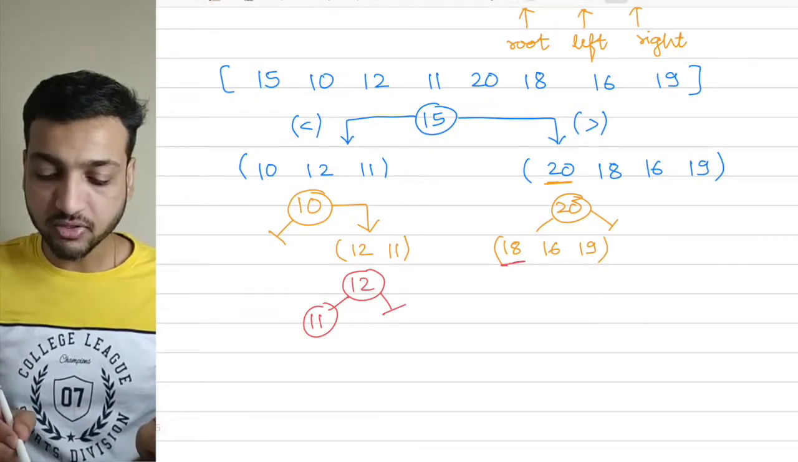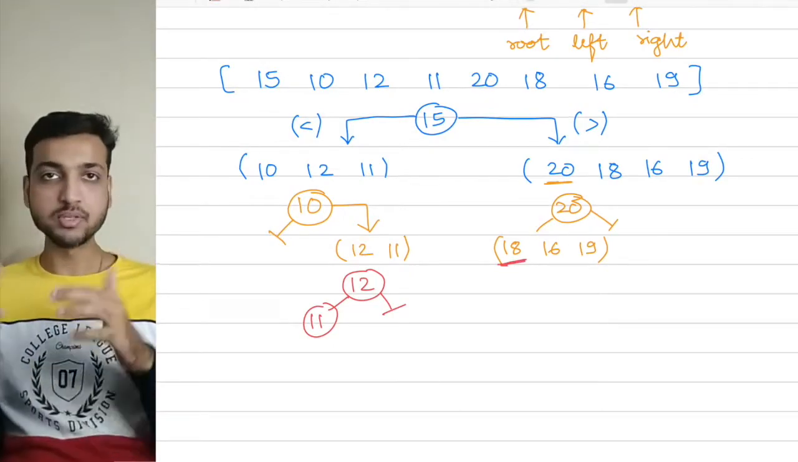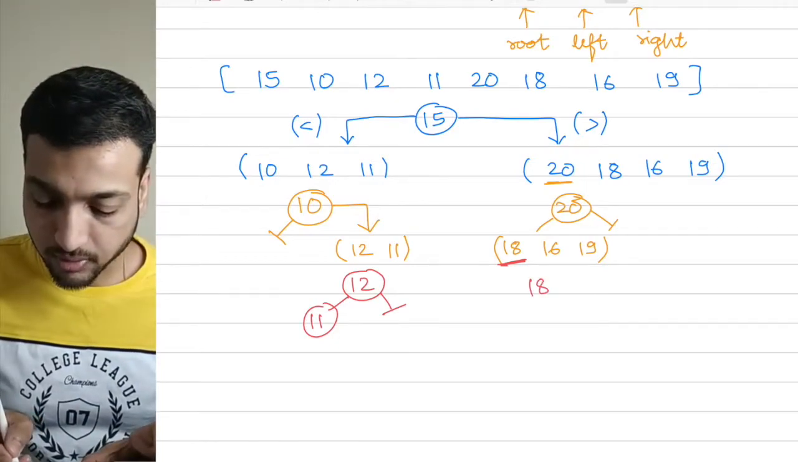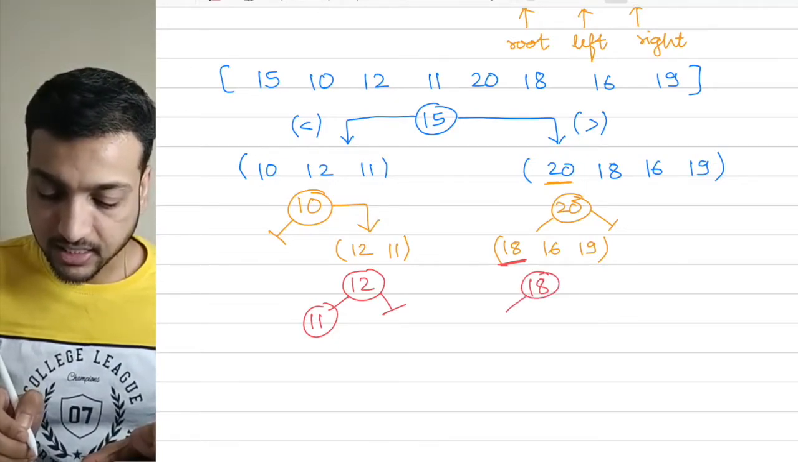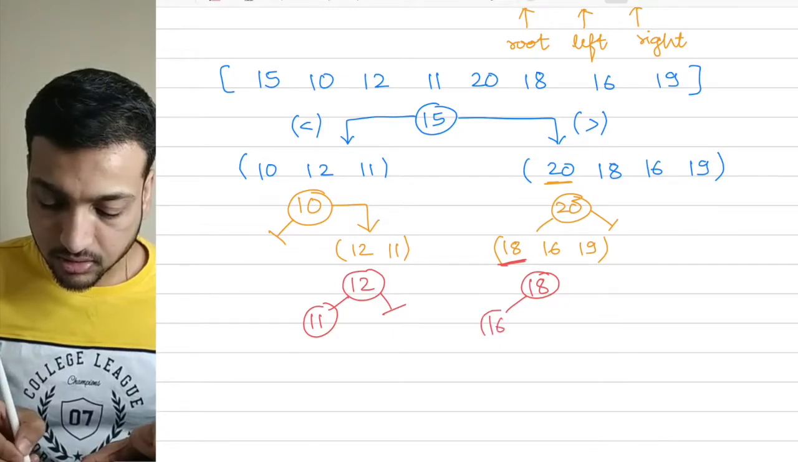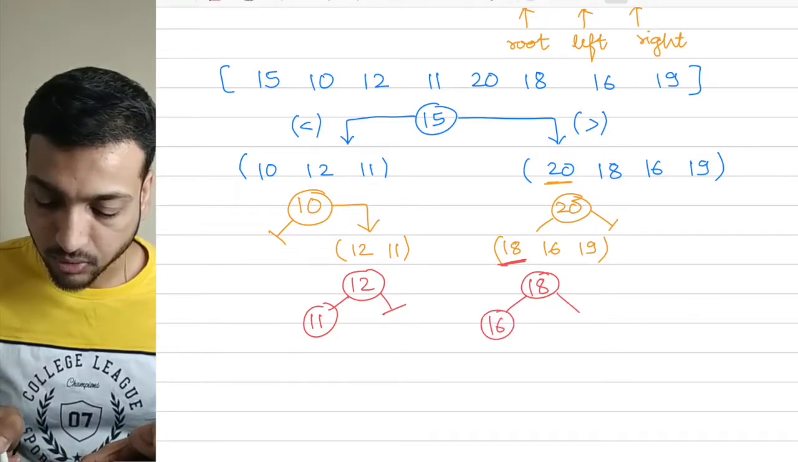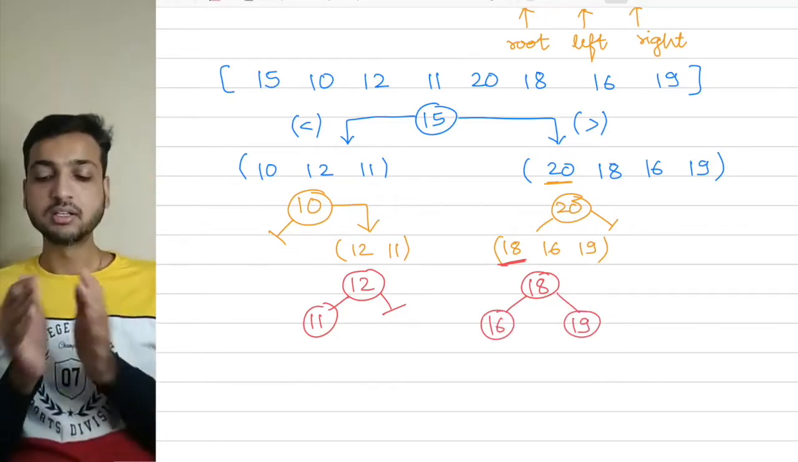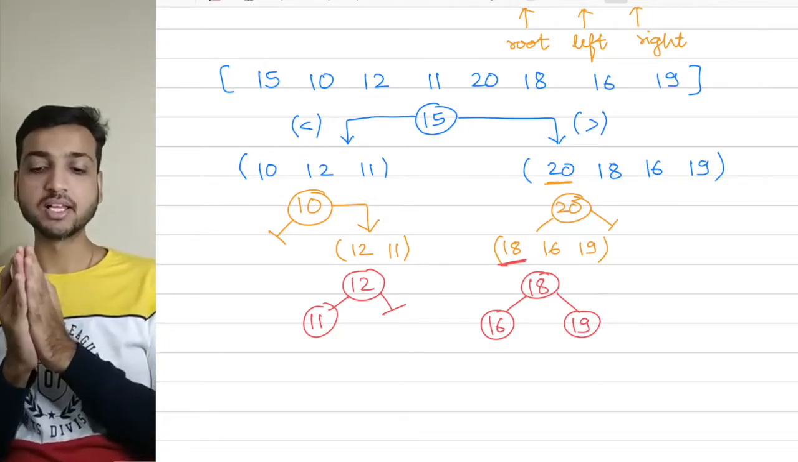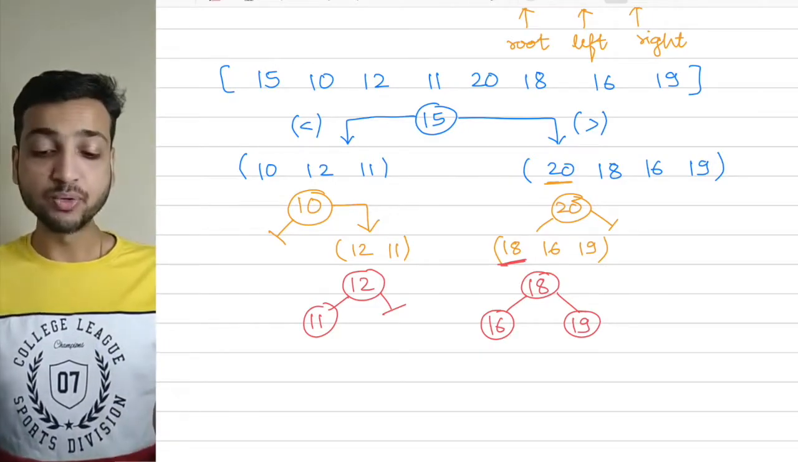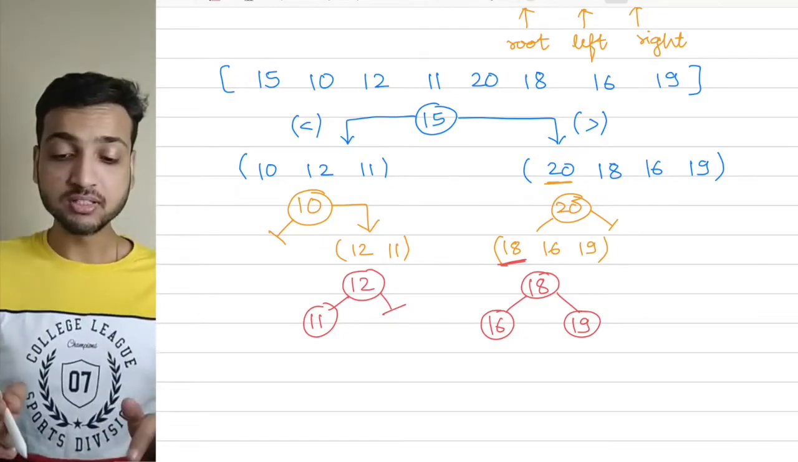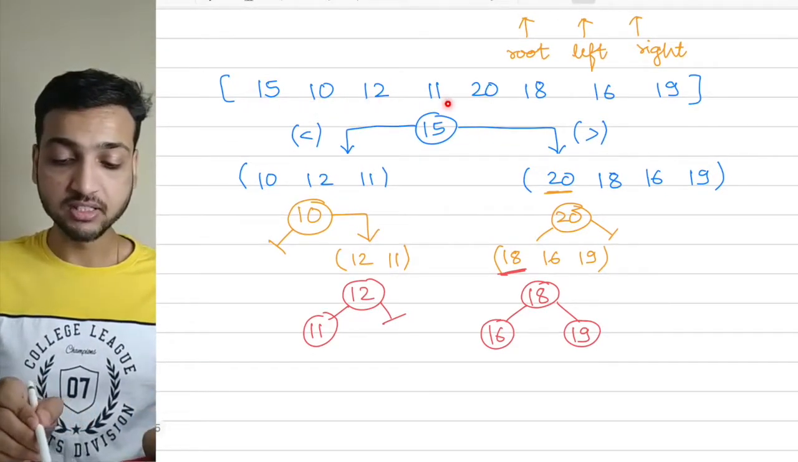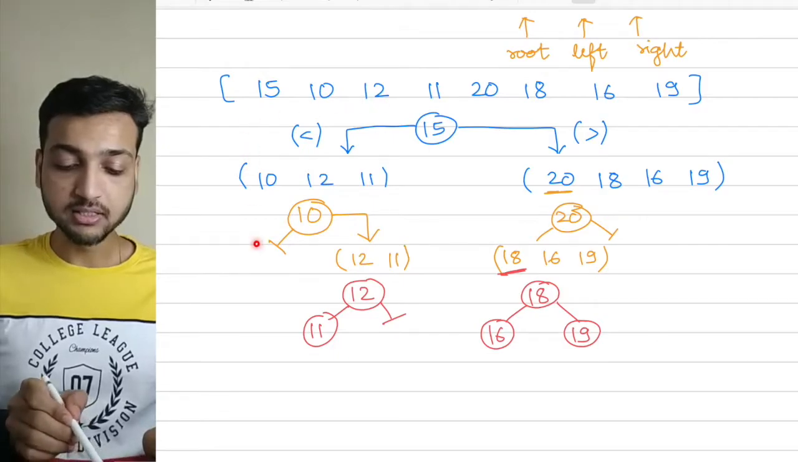Now 18 is the first number in the pre-order sequence, so it has to be the root. So 18 will be my root here. Less than 18 is going to be 16, okay, and greater than 18 is going to be 19. So that's how my left and right nodes will get split. And thus we have now reconstructed our pre-order sequence. This was my pre-order traversal sequence into a binary search tree.